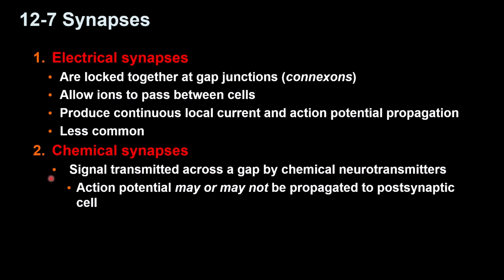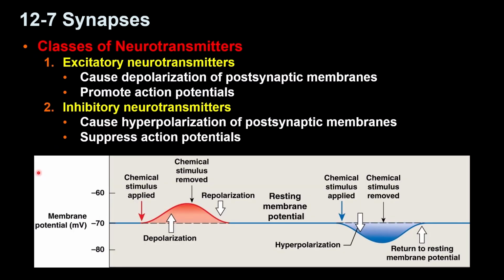And the other type is called the chemical synapses. Here you have to have a receptor, a protein in the plasma membrane, and that protein requires a neurotransmitter. That depends on the type of neurotransmitter. You may get a depolarization that may end up in an action potential, or you may get a hyperpolarization that will not cause an action potential. So it depends on the type of the neurotransmitter.